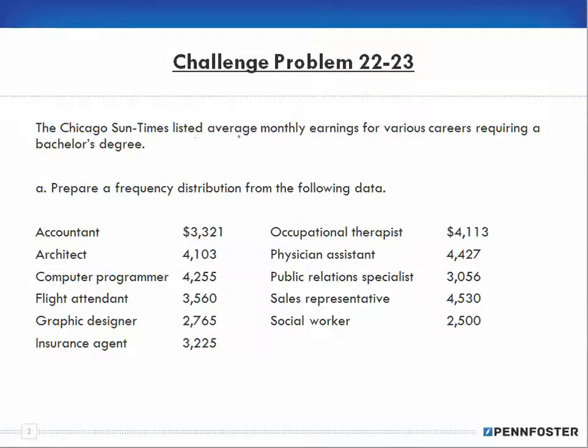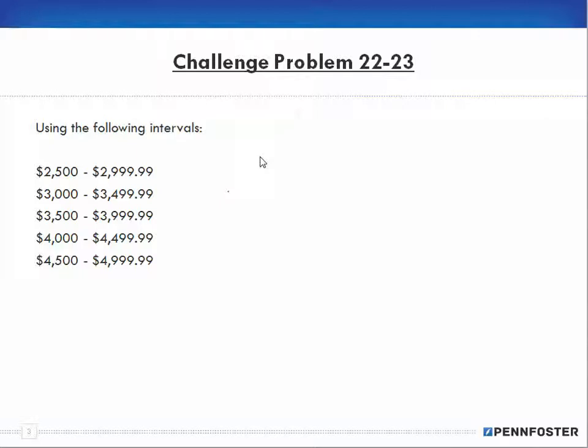All right. So it says here, the Chicago Sun-Times listed average monthly earnings for various careers requiring a bachelor's degree. It says, prepare a frequency distribution from the following data. And this is all of the data for the different occupations and how much their average monthly earning is. Now, we're going to prepare a frequency distribution, and we're going to use these intervals. So I'm not going to bounce back and forth between the two slides.